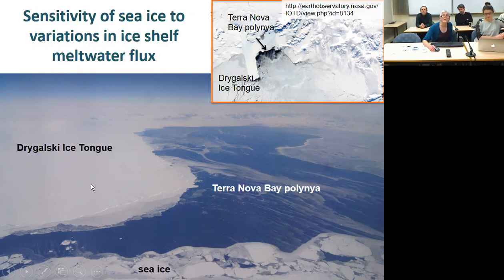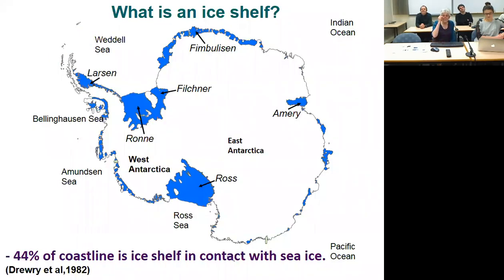So the ice on the land is interacting with the ice on the ocean. And it's this interaction that has been my own personal interest for the last number of years. So we need to say, what's an ice shelf? These blue highlighted places are ice shelves. This is a nice slide from Greg Leonard. In fact, 44% of the coastline of Antarctica is ice shelf, and so 44% of the coastline of Antarctica will be interacting with the sea ice during the winter time, at least.